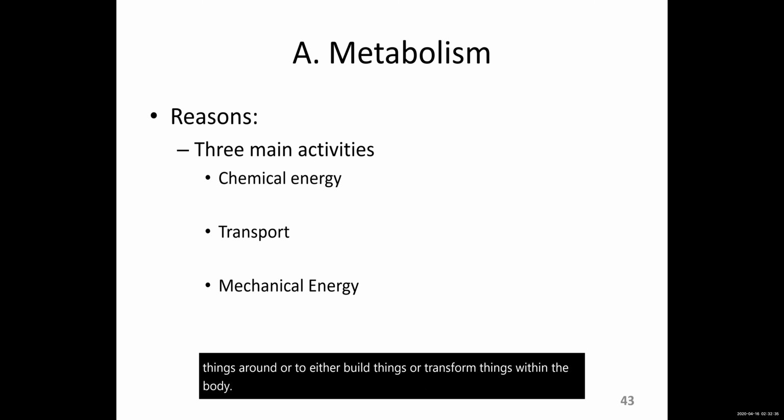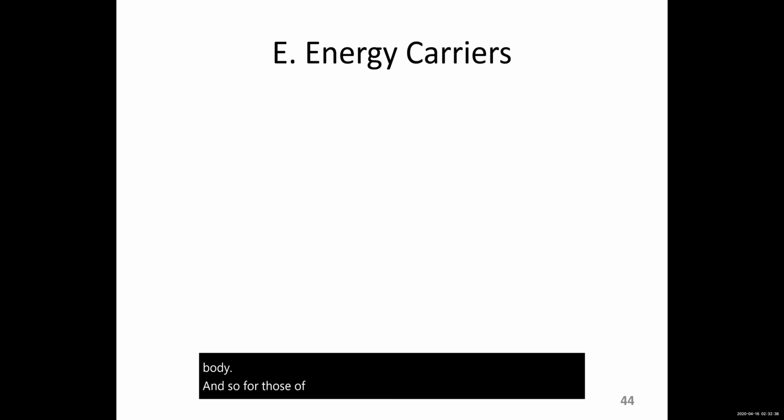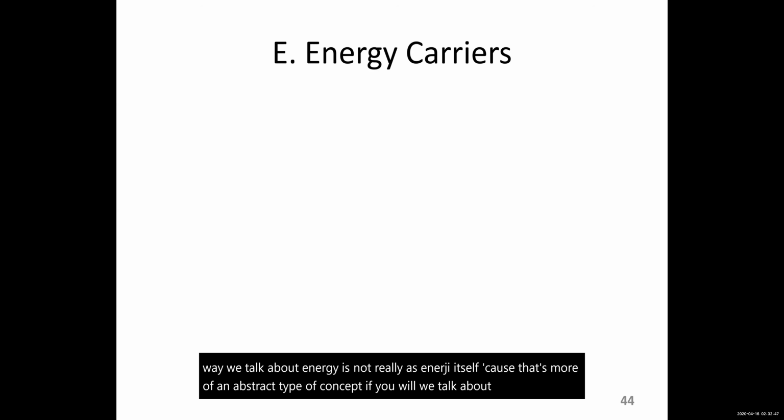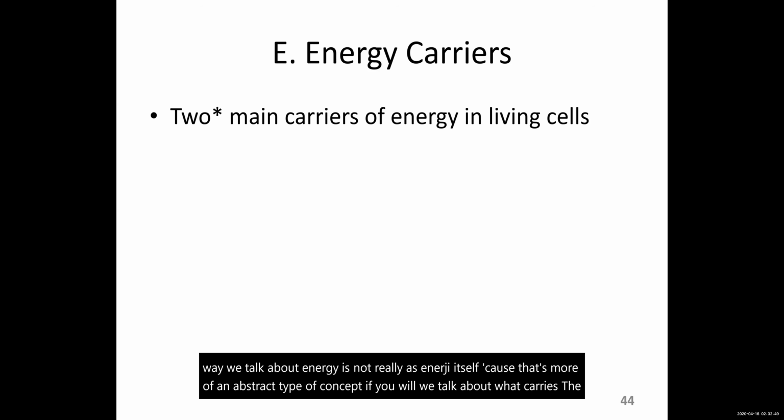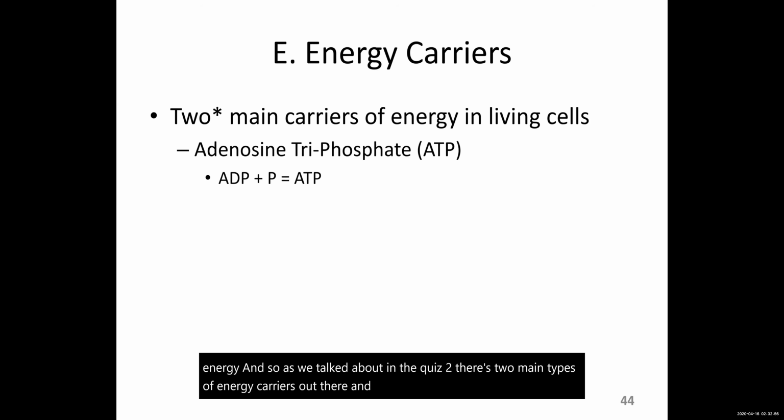And so for those of you who recall learning this from previous classes, the way we talk about energy is not really as energy itself, because that's more of an abstract type of concept, if you will. We talk about what carries the energy. And so, as we talked about in the quiz 2, there's two main types of energy carriers out there. And probably the most obvious of them all is what everybody knows as ATP, or adenosine triphosphate, which is a storage of energy, if you will, as a result of adding one more phosphate to the adenosine.